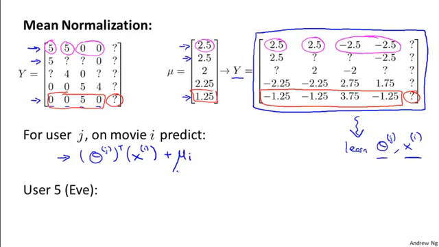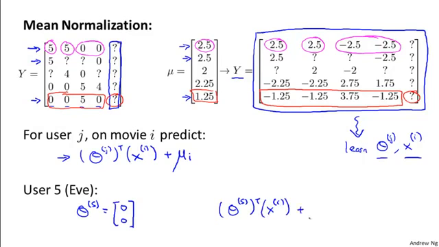And so specifically for user 5, which is Eve, the same argument as the previous slide still applies, in the sense that Eve had not rated any movies, and so the learned parameter for user 5 is still going to be equal to 0, 0. So on a particular movie i, we're going to predict for Eve theta 5 transpose x i plus mu i. And so this first component is going to be equal to 0 if theta 5 is equal to 0. And so on movie i, we're going to end up predicting mu i.